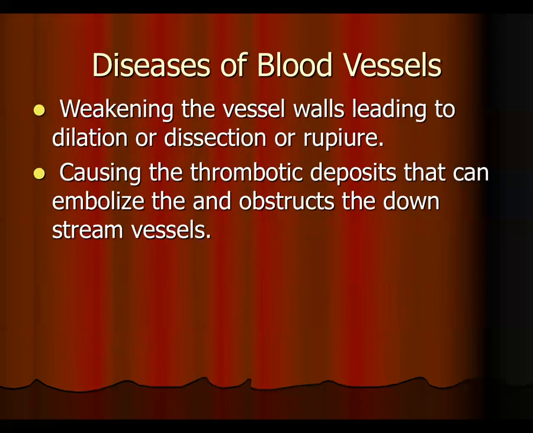And a third form is a weakening of the blood vessel wall. It can be caused by dilatation, dissection or rupture of the blood vessel wall. It can also be caused by the formation of thrombosis and by embolization, restricting the blood flow within the downstream tissue. So these are some pathological changes, and they can be caused by injury to the vessel wall. They can also cause development of inflammatory conditions, atherosclerosis, or hypertension. And some of the diseases can also occur within the veins and the lymphatics.